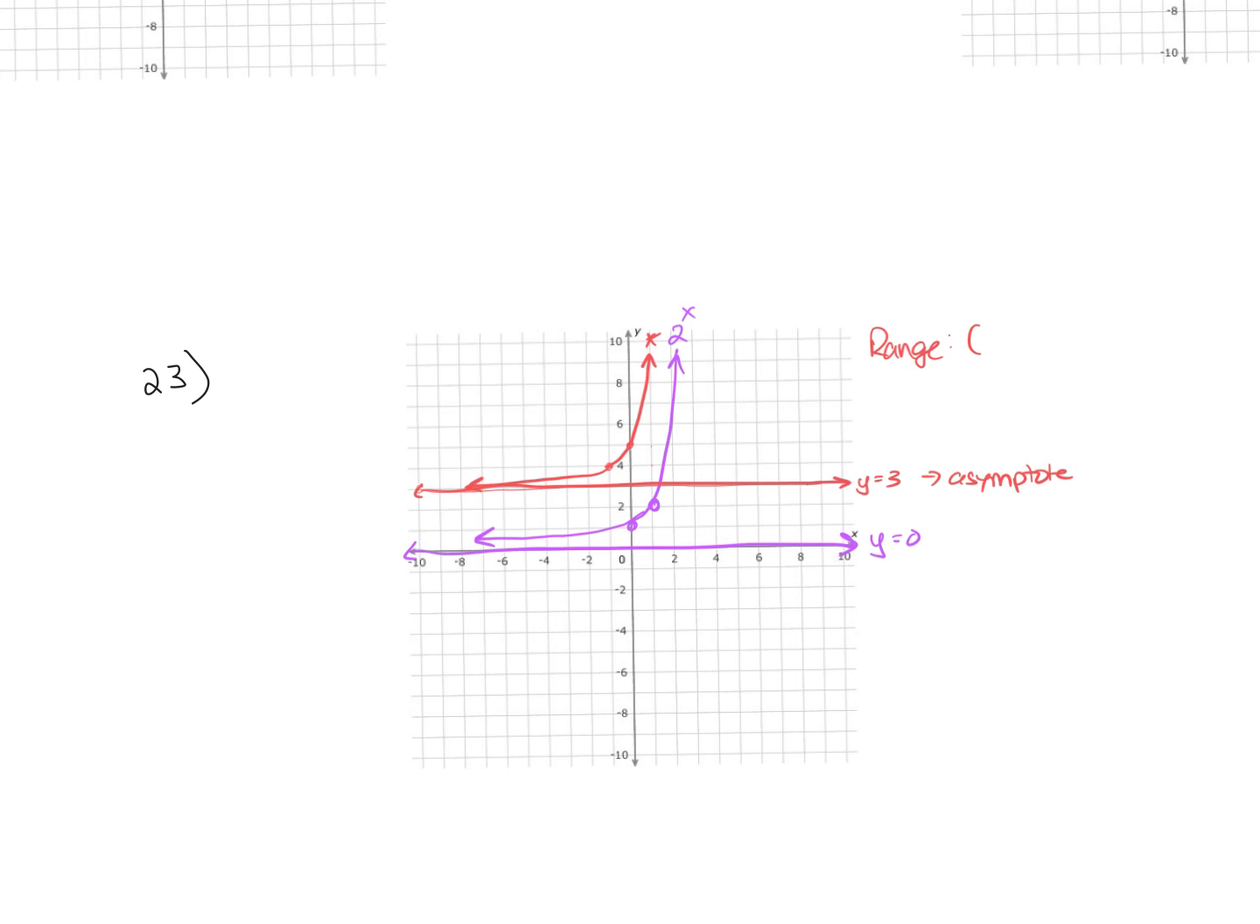And so my range, the y values depicted in my graph, are going to be all the y values from 3 to positive infinity. And because it doesn't touch 3, it's a parenthesis and not a bracket, right? So there's my range. My domain, it didn't ask me for it, but just FYI, it's all real numbers, or negative infinity to positive infinity.